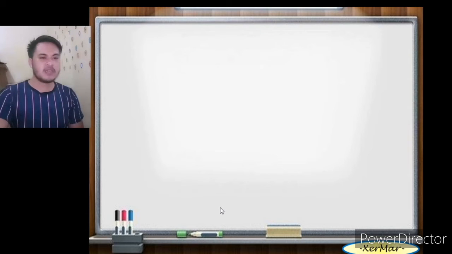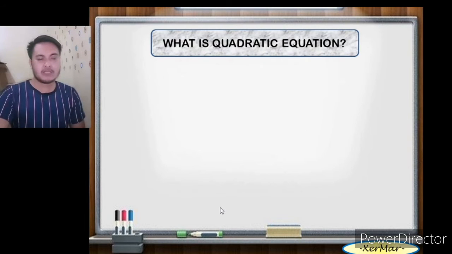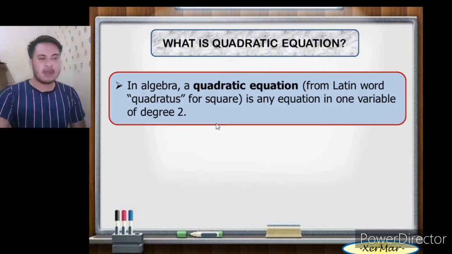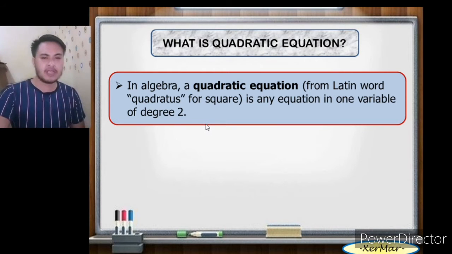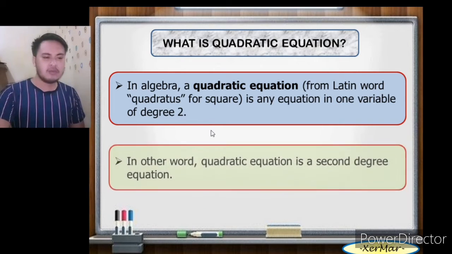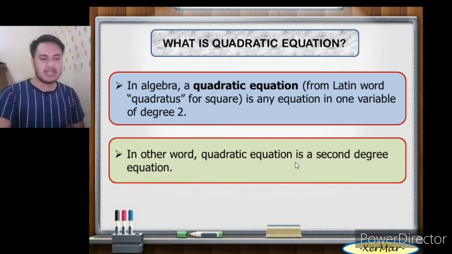Alright, next we have, what is a quadratic equation? So let us define what a quadratic equation is. In algebra, a quadratic equation, which came from the Latin word quadratus, for square, is any equation in one variable of degree 2. In other words, a quadratic equation is a second degree equation. Meaning to say, in a quadratic equation, the highest exponent of our variable is 2.